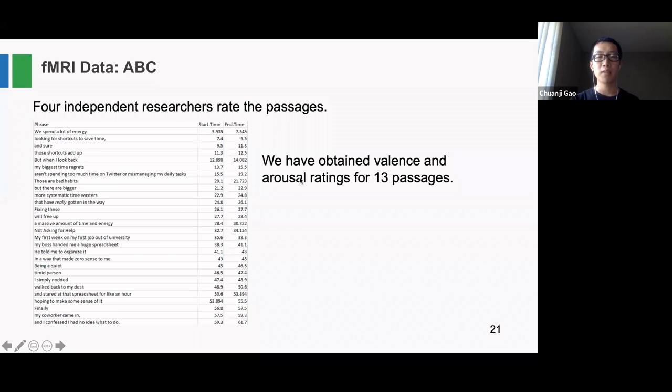So we obtained the valence and arousal ratings for 13 passages. There are altogether 24 passages. That's why I'm going to show just part of the data, because we only have just half of the passage ratings.